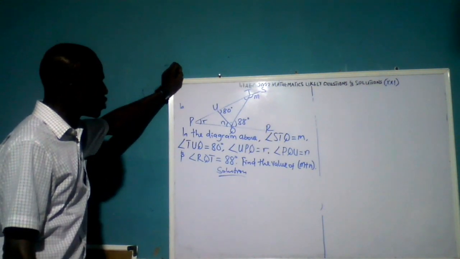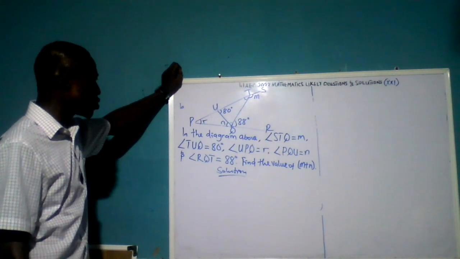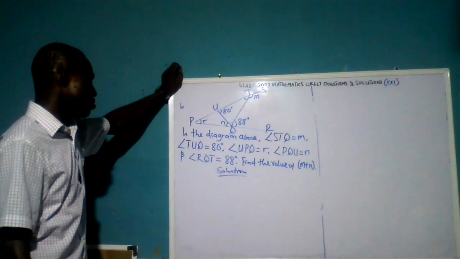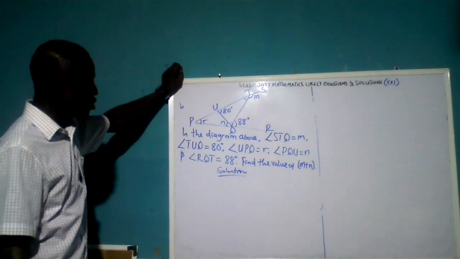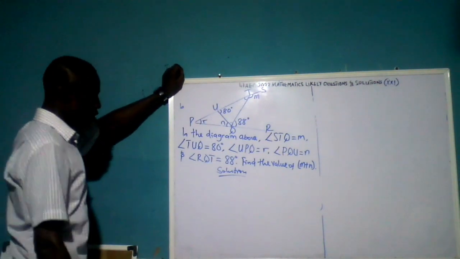Now, to solve this question, you have to recall the law that has to do with the sum of angles on a straight line, and you will straight away get your answer. Okay, now let's state the solution down.